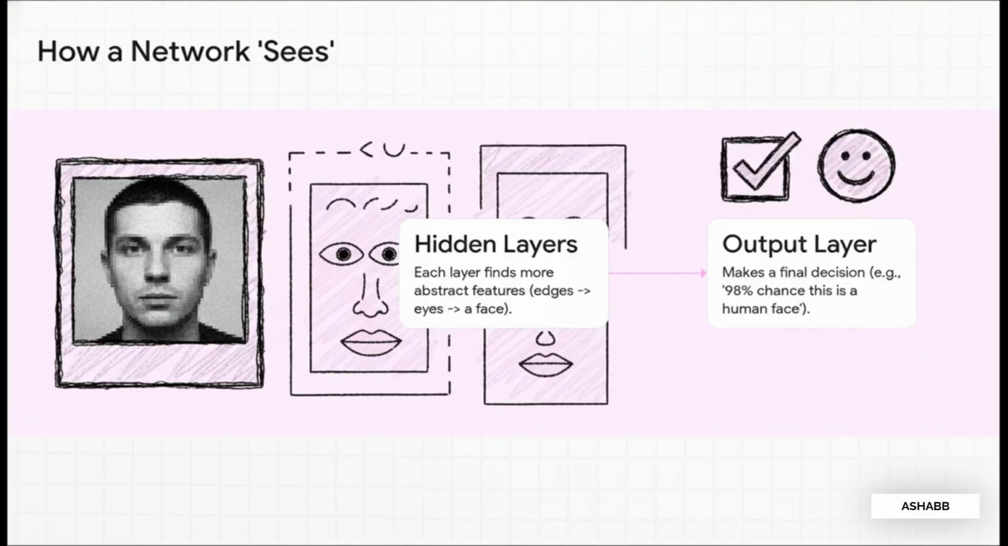Let's just walk through an example. Say you show the network a photo of a face. The very first layer, the input layer, has no clue what it's looking at. It's just a jumble of pixels to it. But that layer passes its info to the next one, which might figure out how to spot simple things like edges and corners. The next layer takes those edges and learns to combine them into shapes like eyes and a nose. Each layer gets more and more abstract, building on the work of the last one, until the final layer puts it all together and says, yep, I'm 98% sure that's a human face.